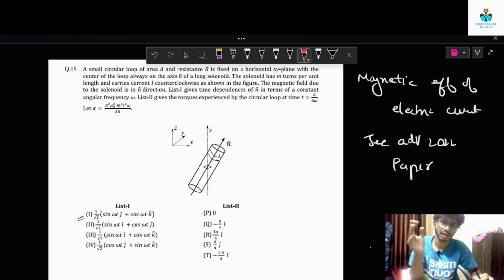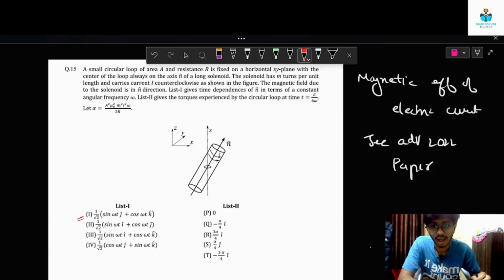List 1 gives the dependencies of n cap in terms of constant angular frequency omega. List 2 gives the torques experienced by the circular loop at time t equals pi by 6 omega.